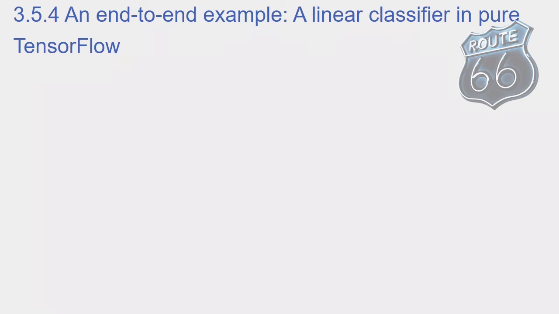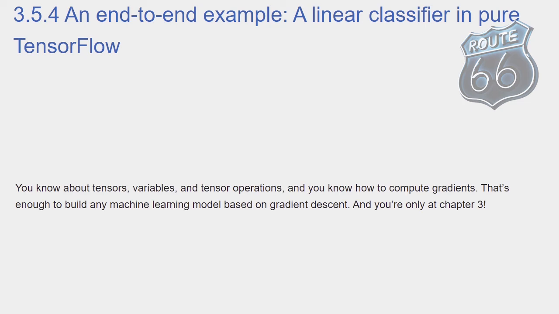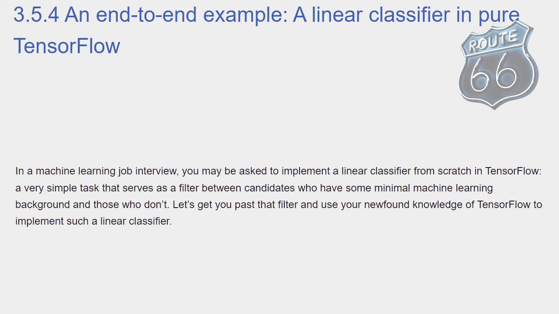Section 3.5.4, An end-to-end example: a linear classifier in pure TensorFlow. You know about tensors, variables, and tensor operations, and you know how to compute gradients. That's enough to build any machine learning model based on gradient descent. And you're only at Chapter 3.